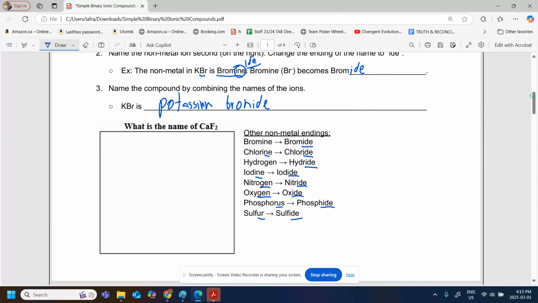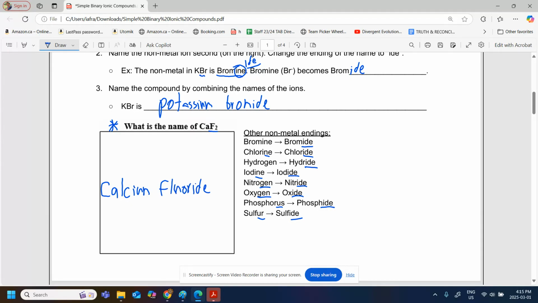What I want you to do is try this problem here. Try to pause the video and attempt to name CaF2. Look at the rules above. Try to follow the example. Model the example that was just done. So if you're following the example, this is what you should have received for your final answer. The first element, the metal, is calcium. The second element over here is fluorine, but you change the ending to IDE, so calcium fluoride.